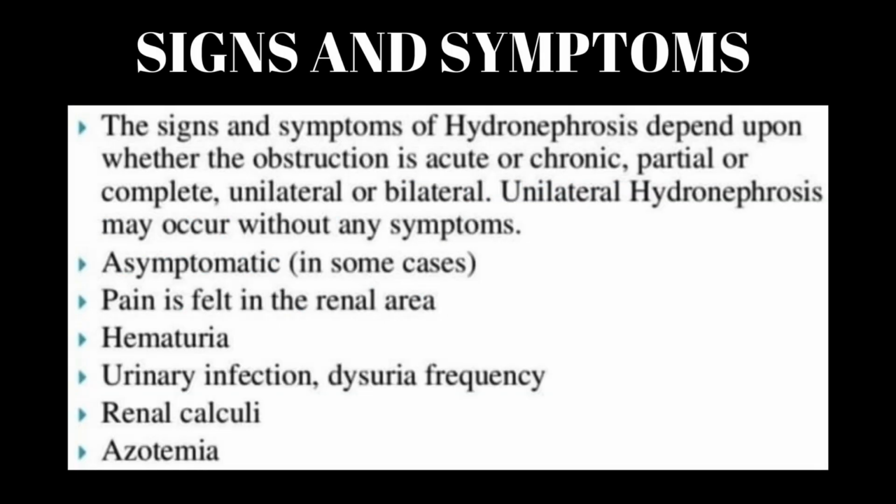The signs and symptoms of hydronephrosis depend upon whether the obstruction is acute or chronic, partial or complete, unilateral or bilateral. Unilateral hydronephrosis may occur without any symptoms. First one है asymptomatic. Second one है pain is felt in the renal area. Third one है hematuria. Fourth one है urinary infection, dysuria, frequency. Fifth one है renal calculi. And sixth one है azotemia.